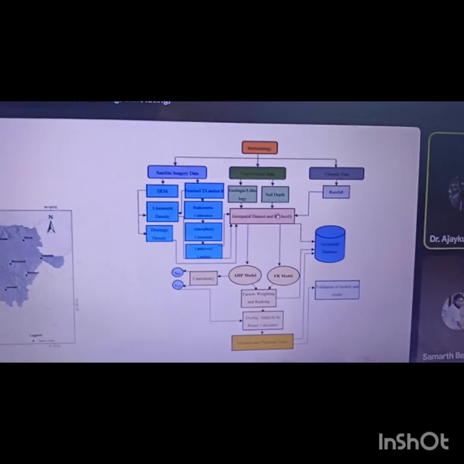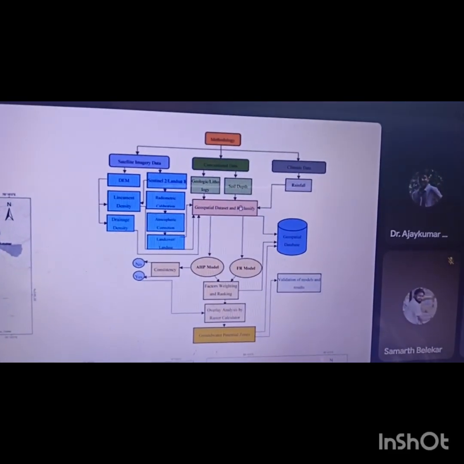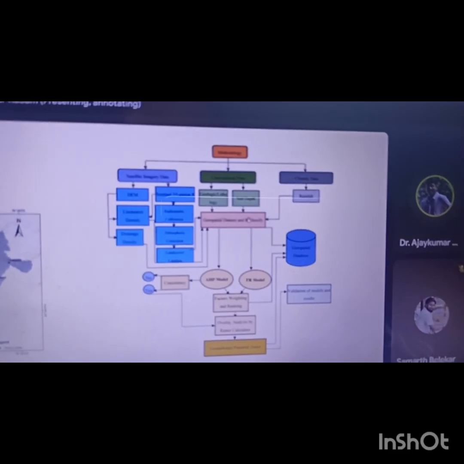Can you see that? Yeah, yeah. Okay, so the methodology you have explained in that. Yeah, the methodology I am explaining.